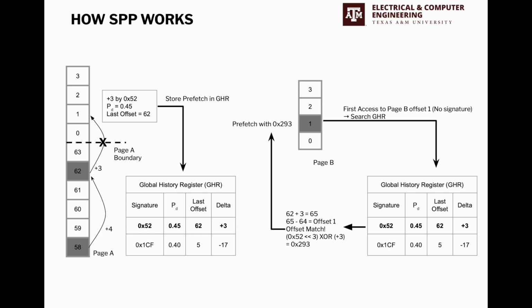In order to track this, we store the prediction in the global history register. We store the signature, the path confidence, the last offset, as well as the delta. So in this case, 62 tries to prefetch 3 and runs into the page boundary. So we're going to store the signature, which is 0x52, the path confidence 0.45, the last offset 62, and the delta plus 3.